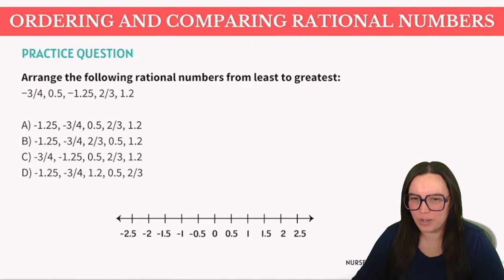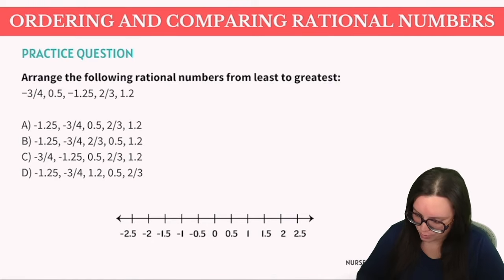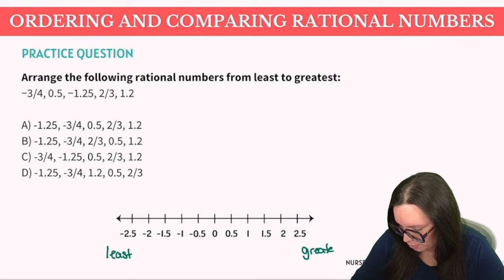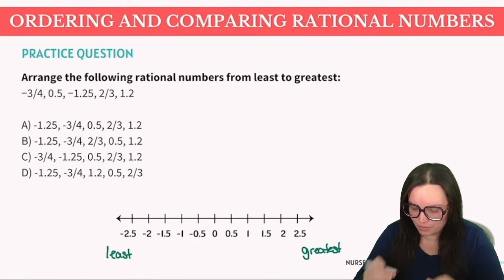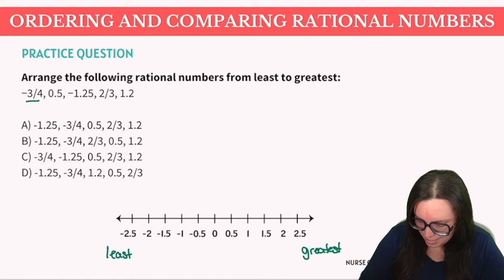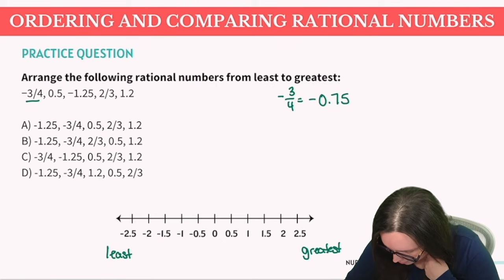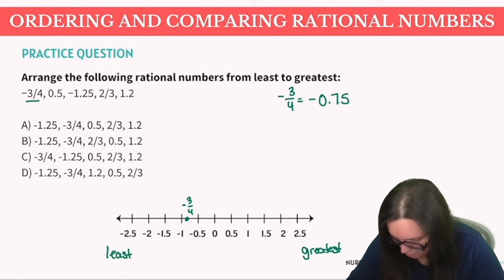All right, our practice question states, arrange the following rational numbers from least to greatest. So as we know, based on our number line, as we move further to the left, it becomes more least. As we move further to the right, it becomes more great. So let's take a look at each individual number. So our first number we have is negative 3/4. So we know negative 3/4 is equal to negative 0.75. So we can automatically put that right about here. And I always just write the number on top so that way I know.